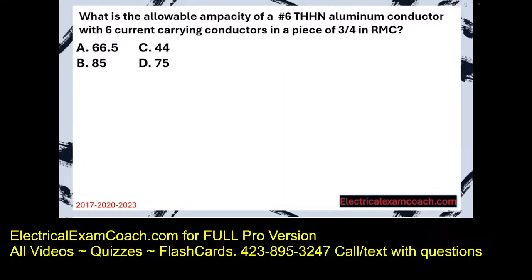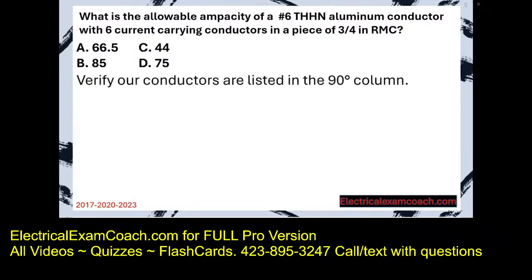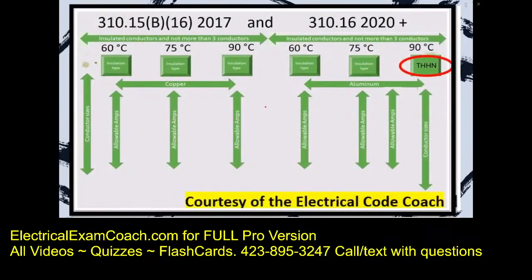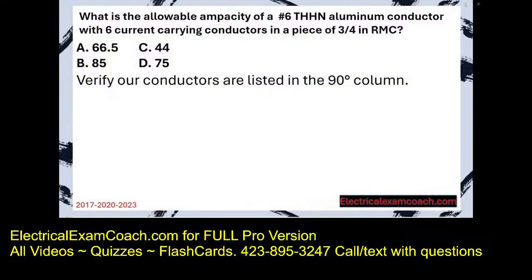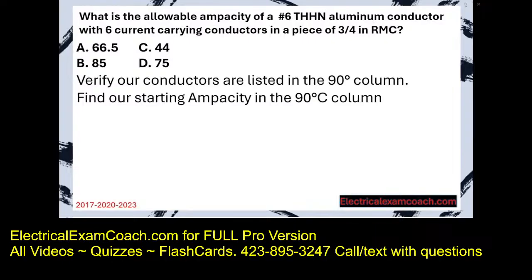What is the allowable ampacity of a number 6 THHN aluminum conductor with 6 current carrying conductors in a piece of 3/4-inch EMT? Step 1, we're going to verify that our conductors are listed in the 90° C column. We head there now, but we're on the aluminum side because the question requested aluminum conductors, and we find that THHN is there.